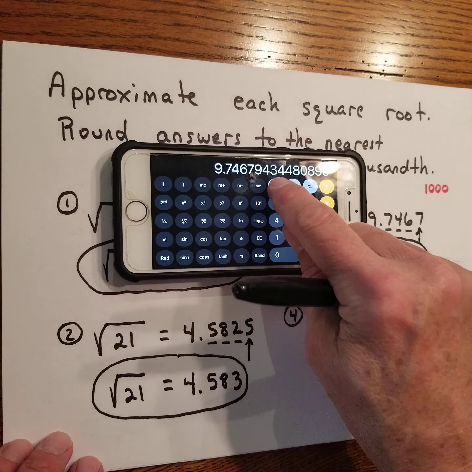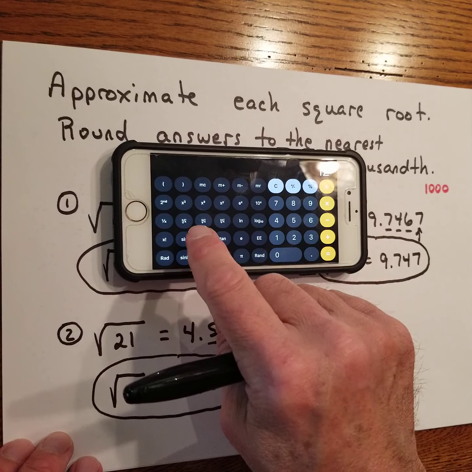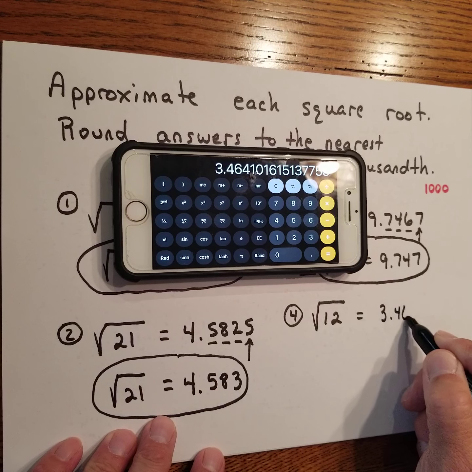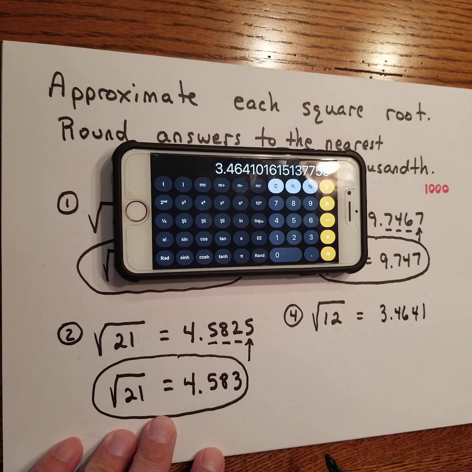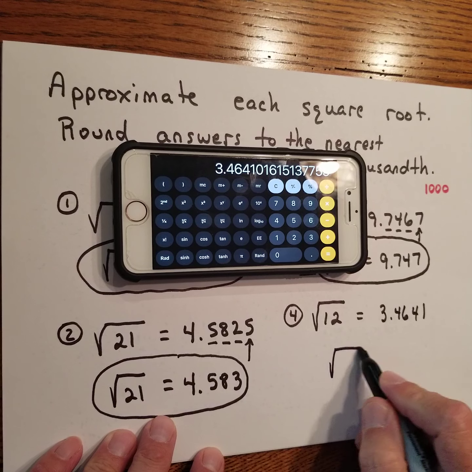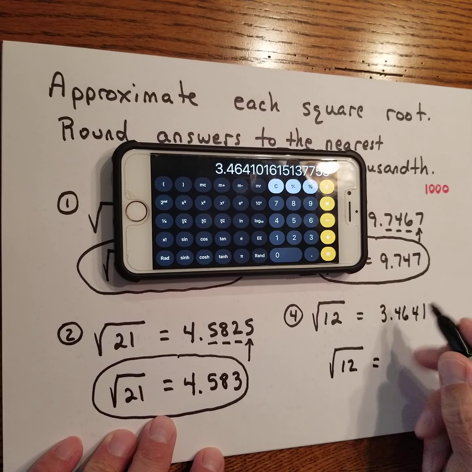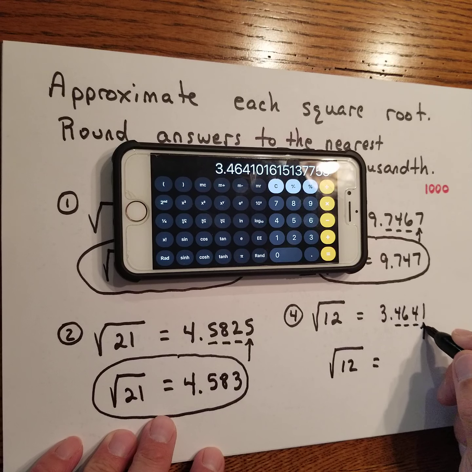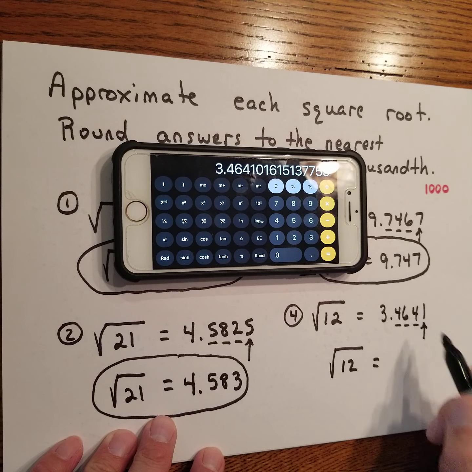Square root 12. My calculator gives me an approximation of 3.4641. To the nearest thousandth, that's 3 place values. Check the next place value out. That's small, so that stays a 4.